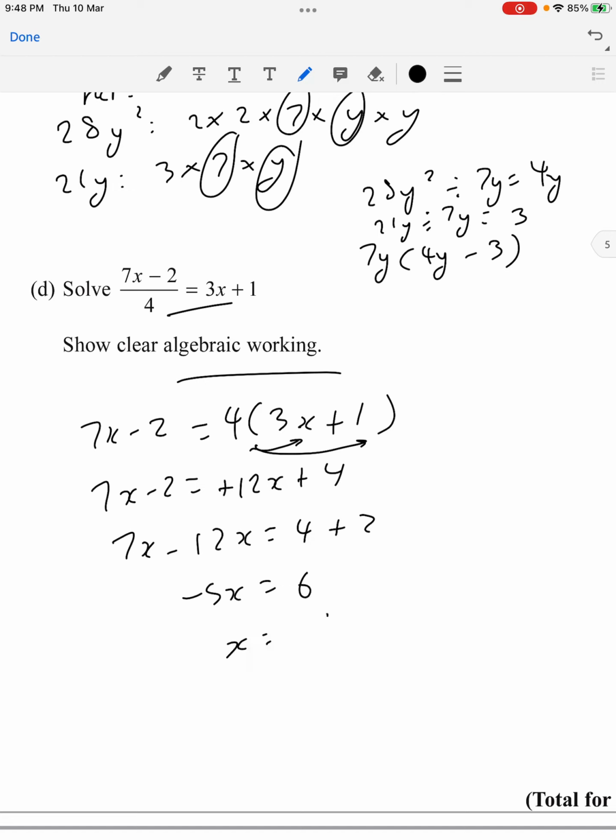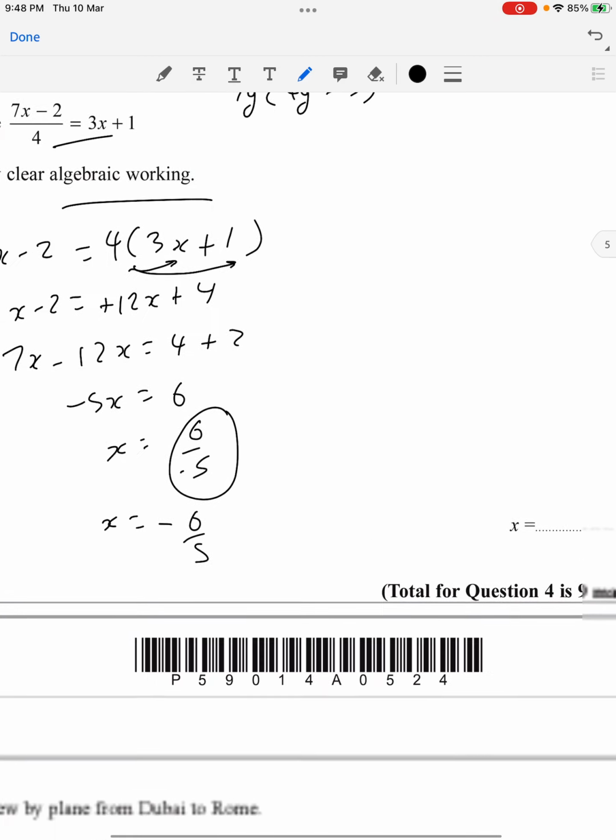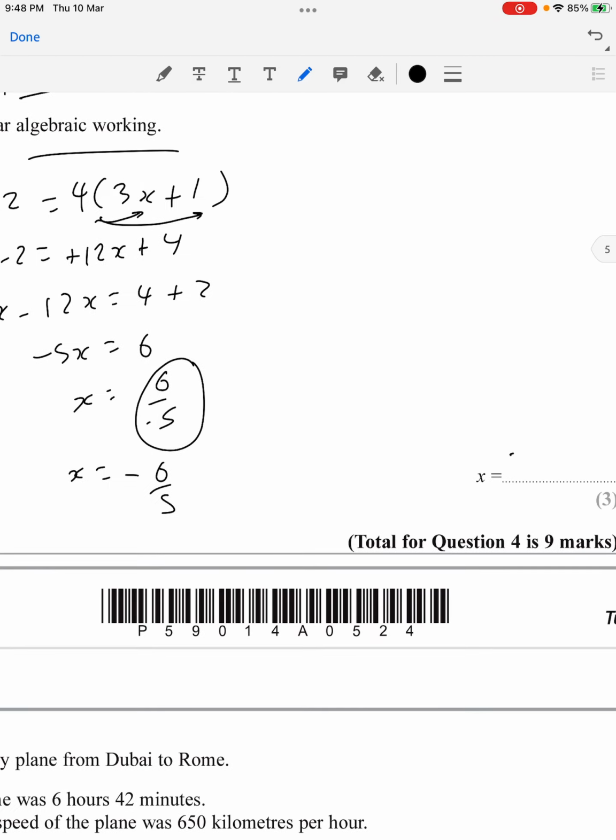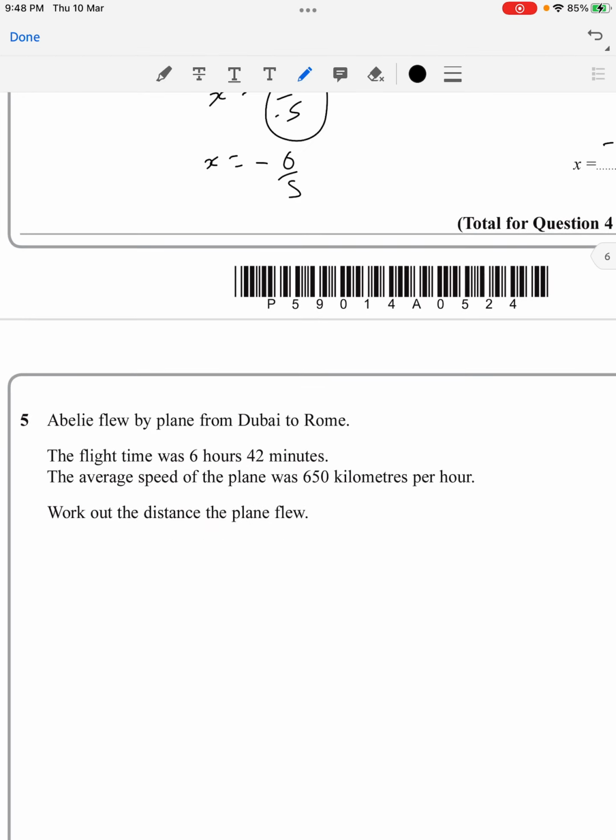So you should be getting x equals 6 divided by minus 5. Now remember, you can't leave the negative in the denominator. The negative symbol must go in front, so minus 6 over 5. In the marking scheme they just write it like this, so you can just leave it like that.